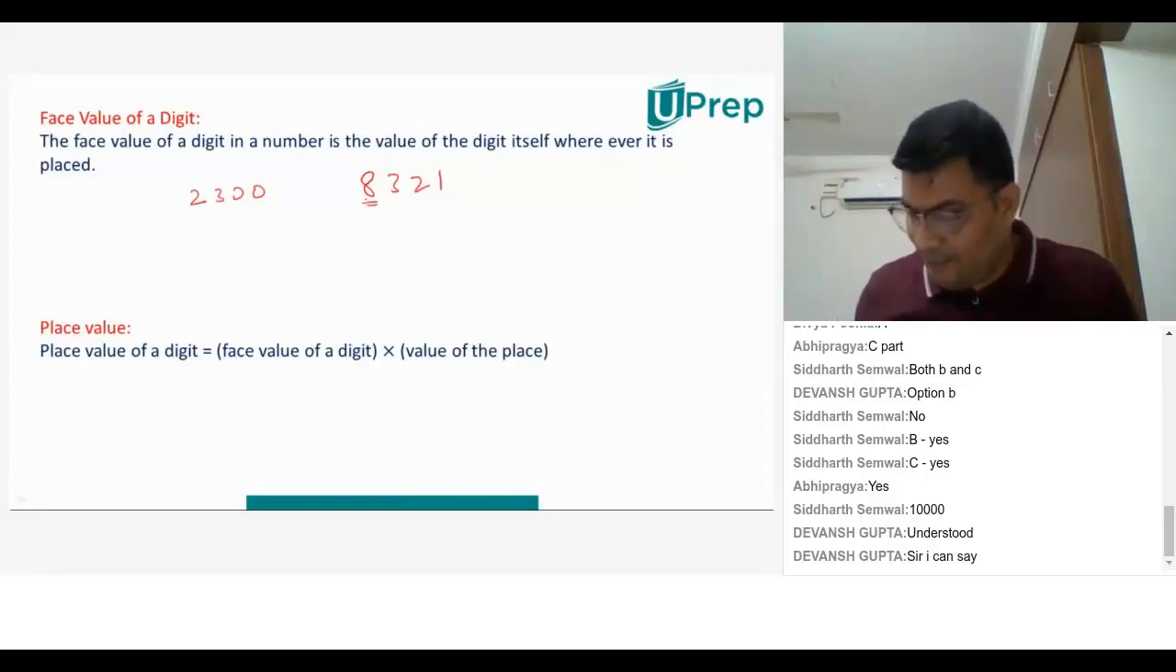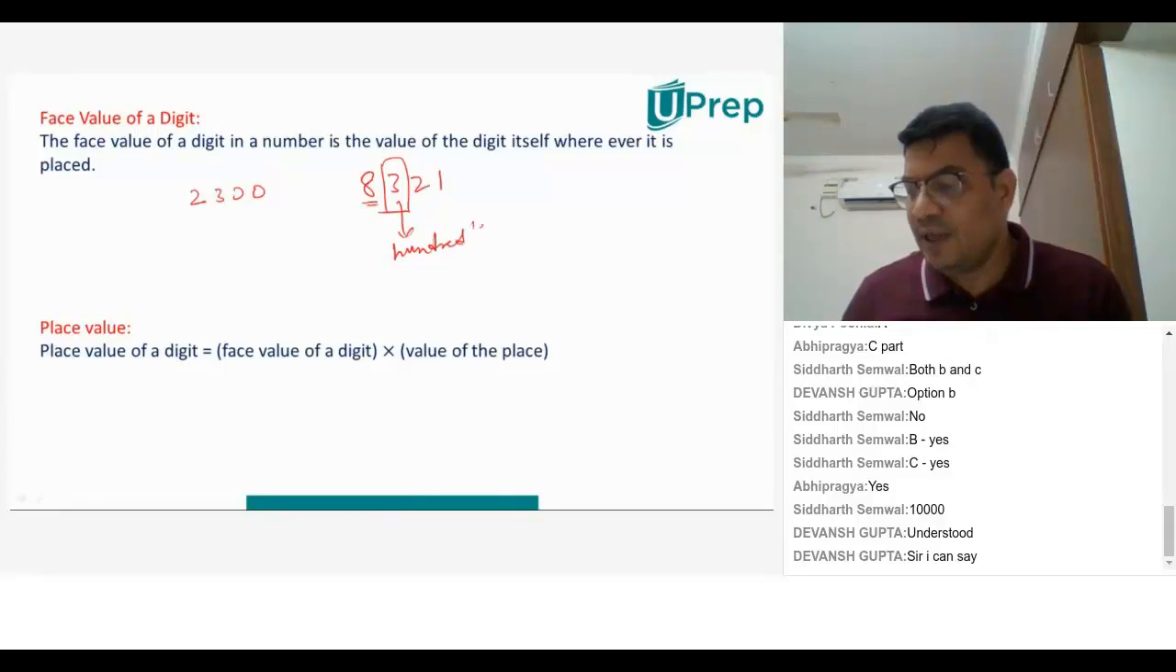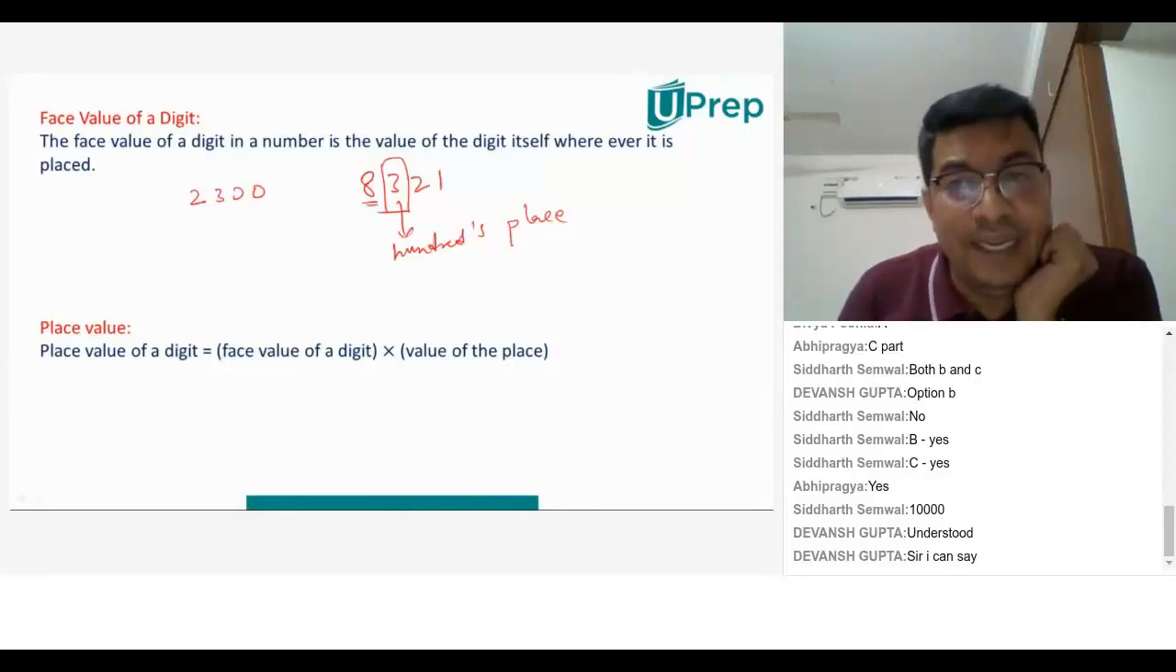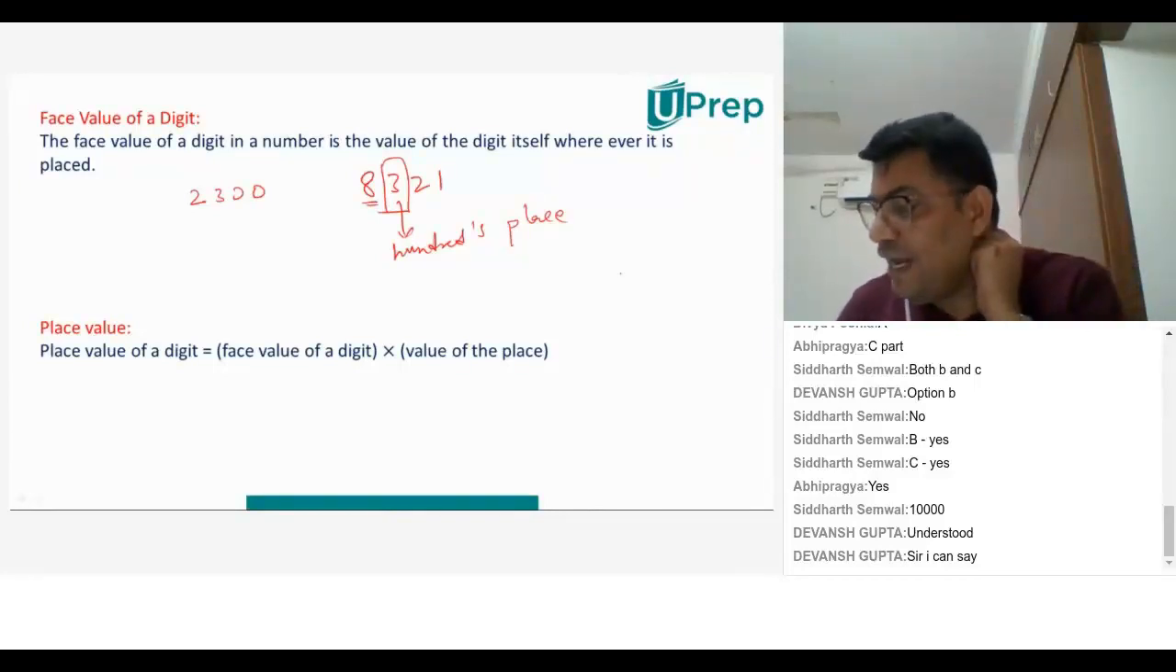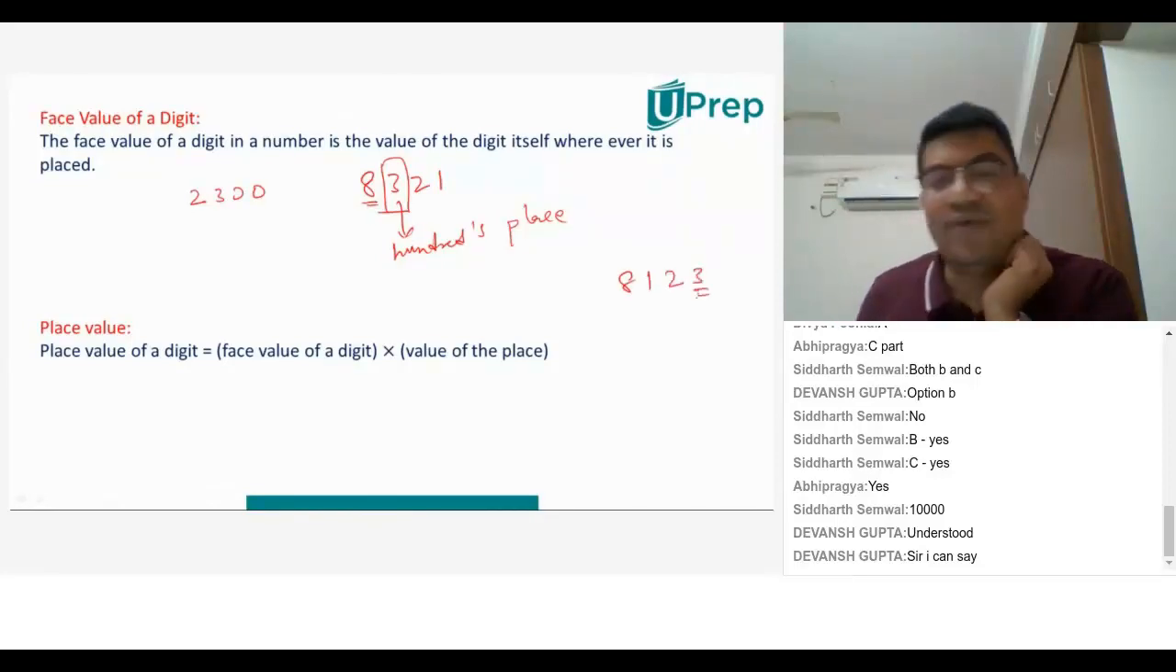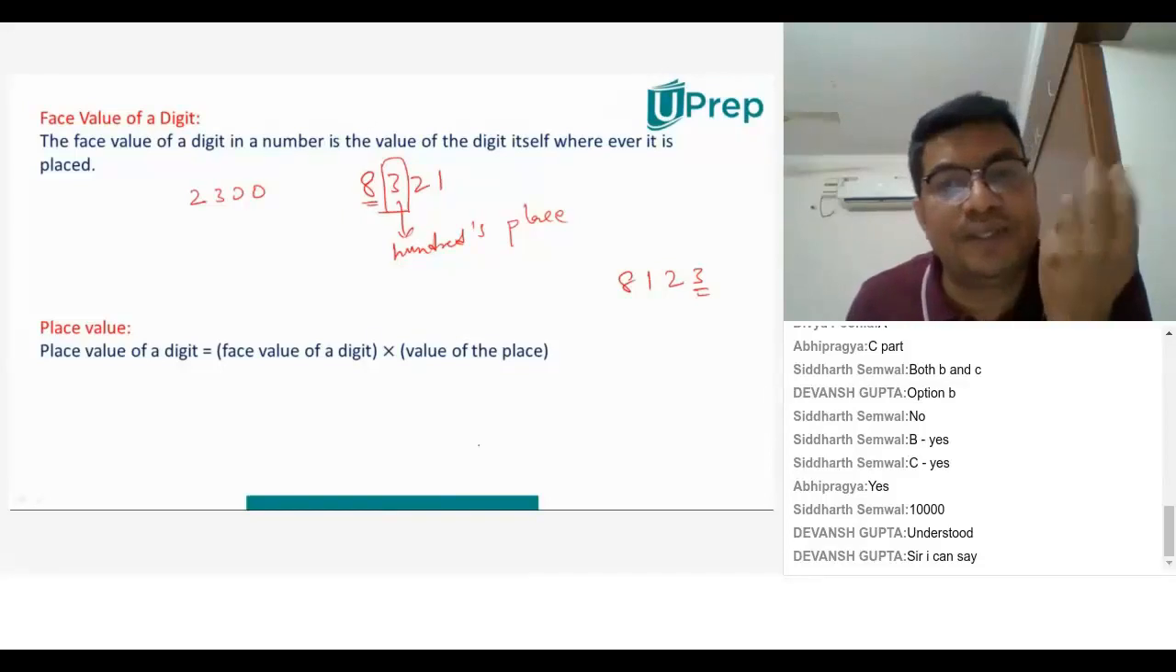Every number, for example, I'll take the same example that Fazil has taken, 8321. Let me take this position, 3. Now, 3 is in the hundreds place. So the value of 3 changes depending on where it is. For example, if 8, 1, 2, 3, and 3 is here, the value of 3 in this position is only 3.